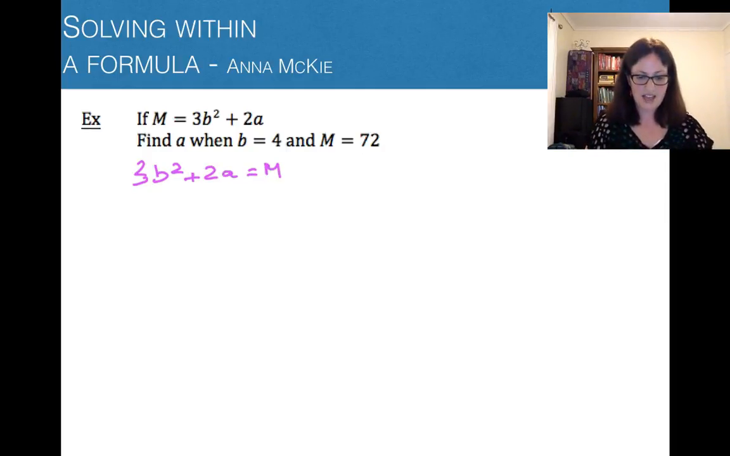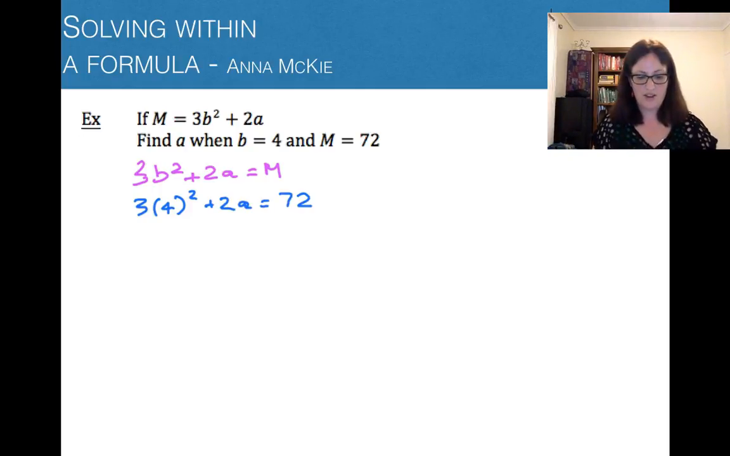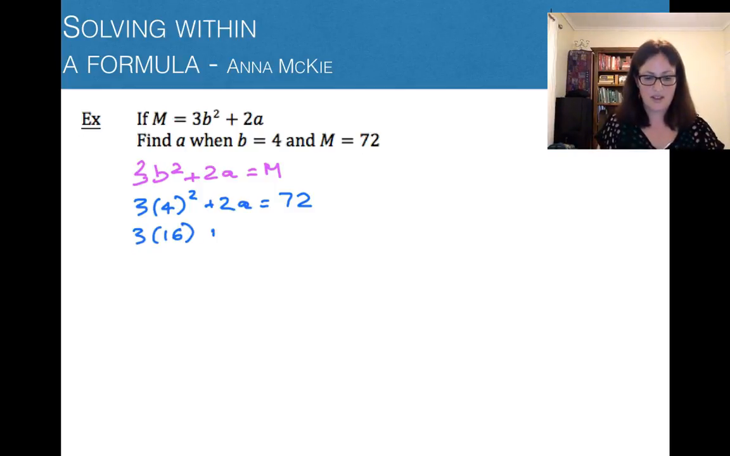So now that a is on the left-hand side, let's substitute in the numbers that we do know. b is 4, so we're going to get 3 times 4 squared plus 2a is equal to m, which is 72. So now we need to start tidying up this equation so that we get a on its own on the left-hand side of the equals. So tidy this up. 4 squared is 16 and the rest we just keep there.